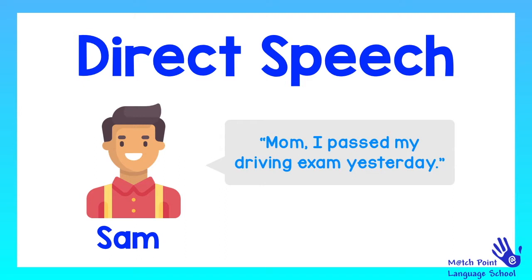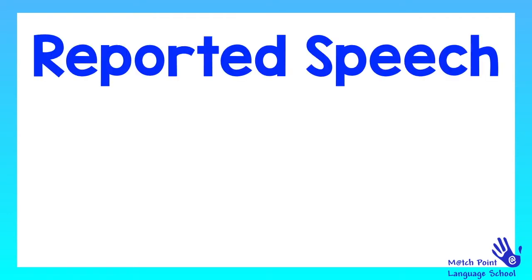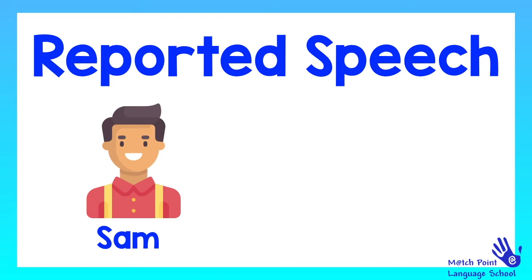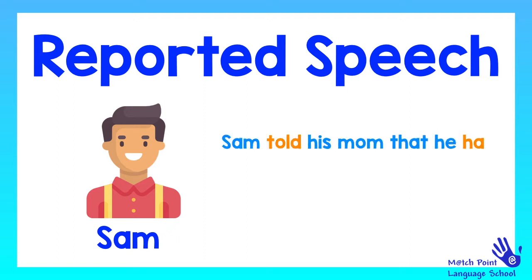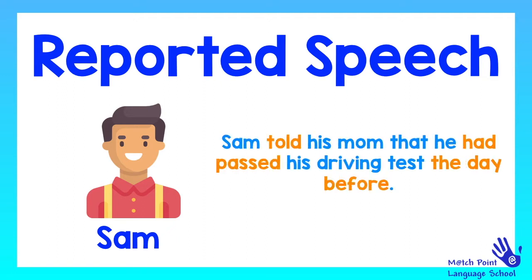But what happens if someone tells Sam's mom what Sam said? Let's check it out. This is called reported speech. So if we say what Sam told, it will look like this. Sam told his mom that he had passed his driving test the day before.